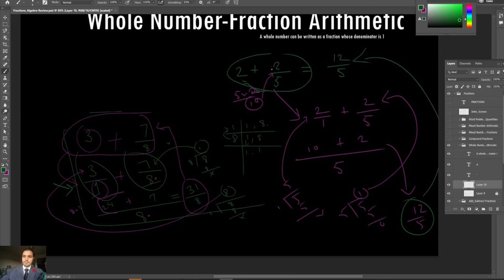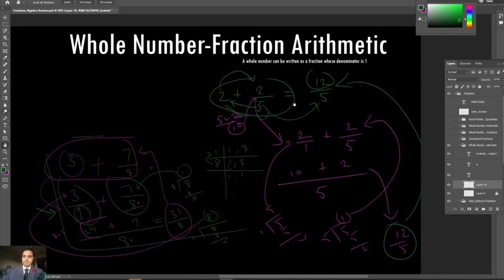When you have a whole number and a fraction being added, just multiply the denominator of the fraction by the whole number, and to the answer, just add the top figure from the fraction. So in this case, 5 times 2 is 10, 10 plus 2 is 12, and then you just get the denominator from the fraction. And boom, that's your whole number fraction arithmetic.